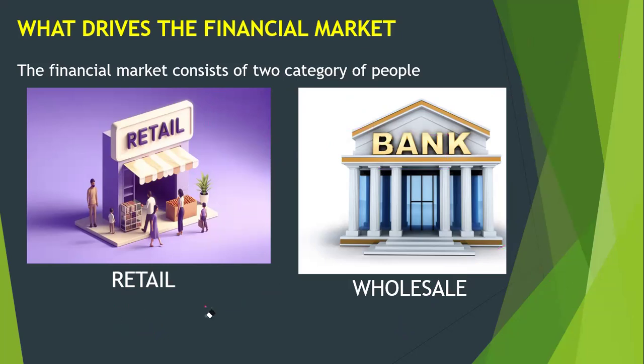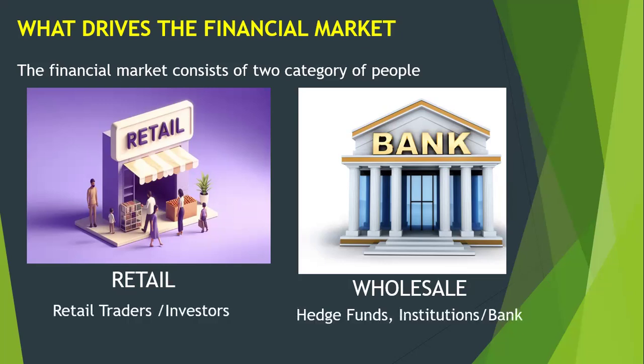So you as a retailer, you and I, we want to follow the footprints of the wholesalers and trade along with them, because we don't have any choice. If we want to make money consistently, you need a trading system that tells you when the banks are in the market and when they are out of the market. All right, so let's keep moving. You are a retailer and I'm a retailer. We are small investors. The wholesalers are hedge funds, institutions, and banks.